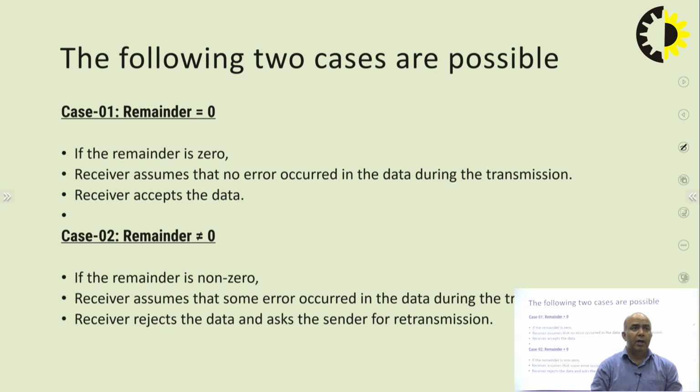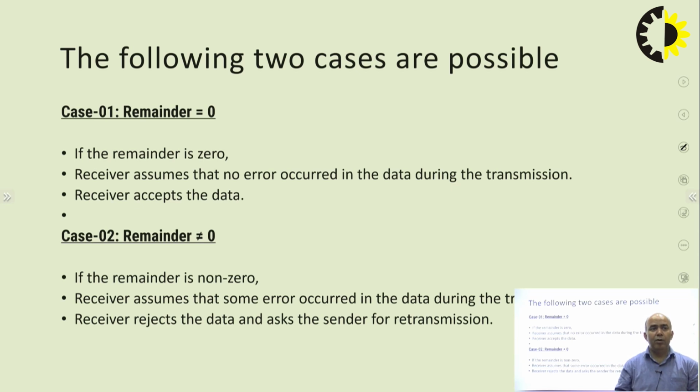As I told you, if the remainder is all zeros, then there is no error and we accept the data. If the remainder is not equal to 0, then there is some error and we can discard it. So, case 1 says the remainder is all zeros. If the remainder is 0, the receiver assumes that no error has occurred during the transmission of the data, so the receiver will accept the data.